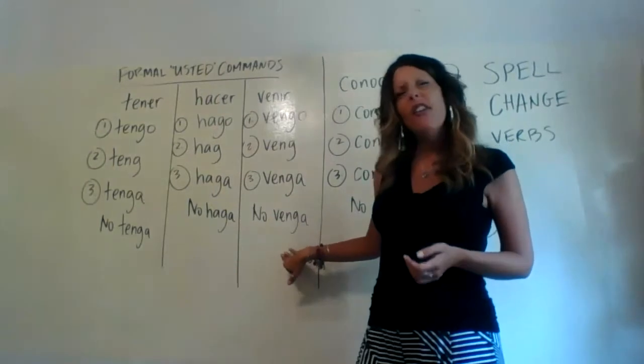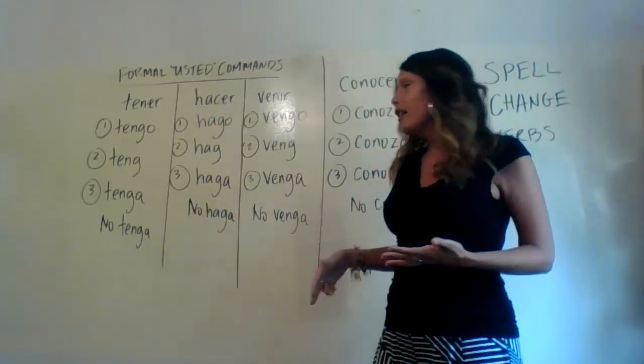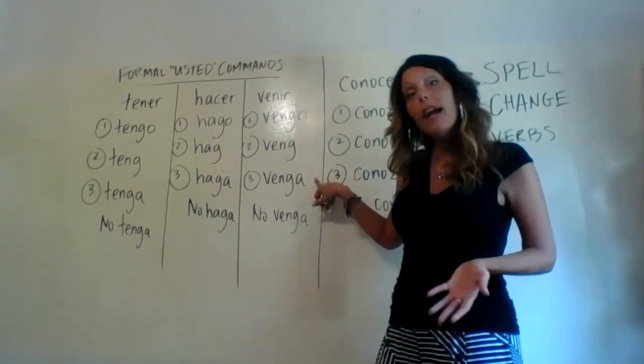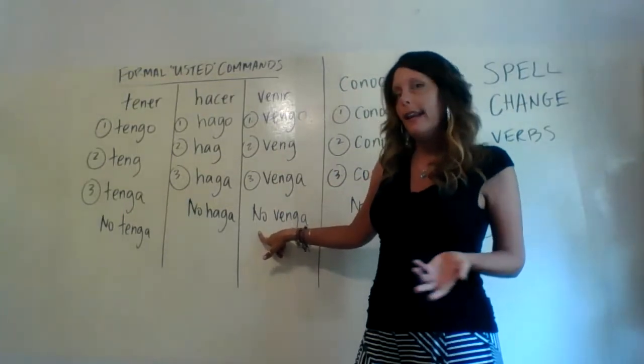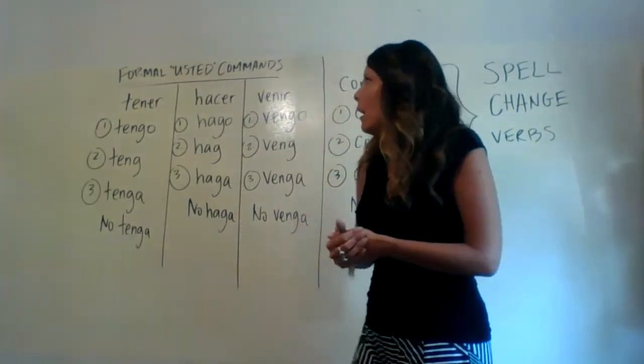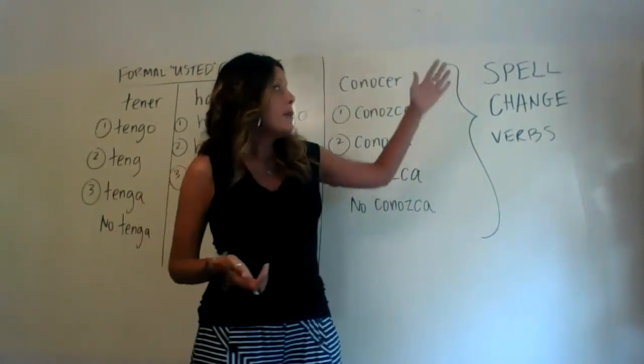And if I want to say, no, never mind, don't come in, I want to make a negative command, please remember that your verb will stay the same. It's still going to be venga, but we're just going to add the word no to make it negative: no venga. Then the last example I have for you is another category of spell change verbs.